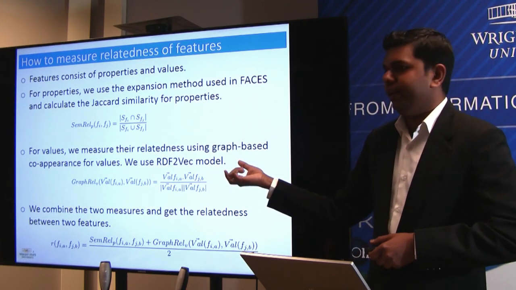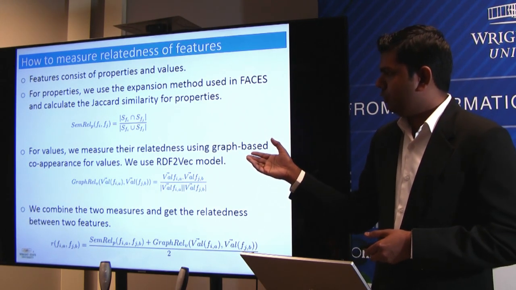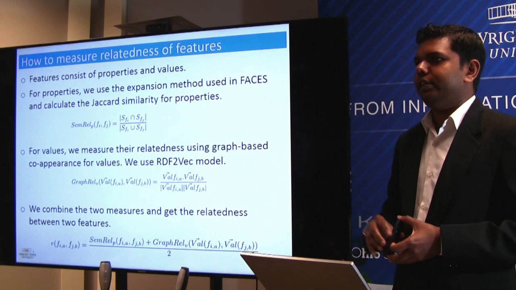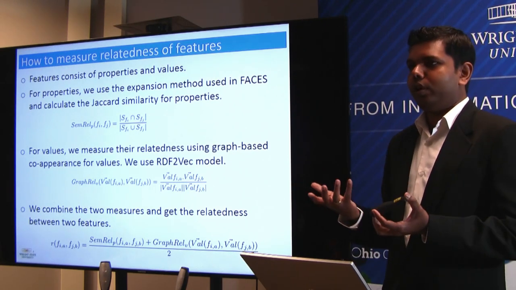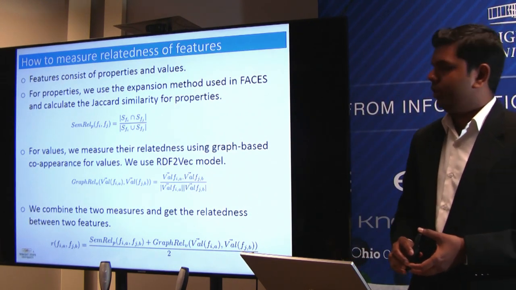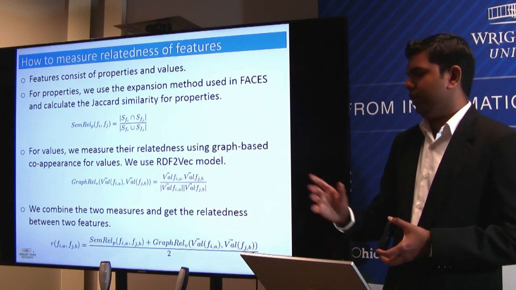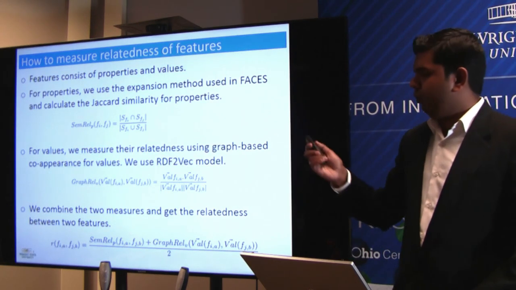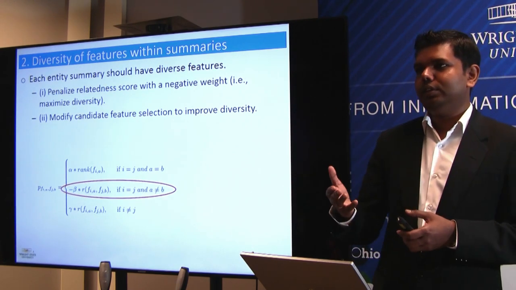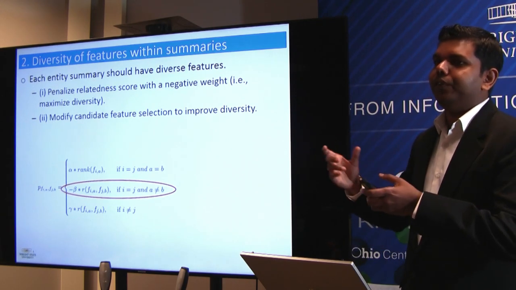And then for entity relatedness in the feature, the value part, we use a proposed approach called RDF2Vec, which provides vector representations of entities in knowledge graphs based on their co-appearance in paths. We take the cosine similarity of the two entity vectors, and then we combine them, and then we say this is how we are going to measure the relatedness. So this is how we do the relatedness, and then we use this relatedness first to ensure the diversity in each entity summary, and also the next part is relatedness between entity summaries.